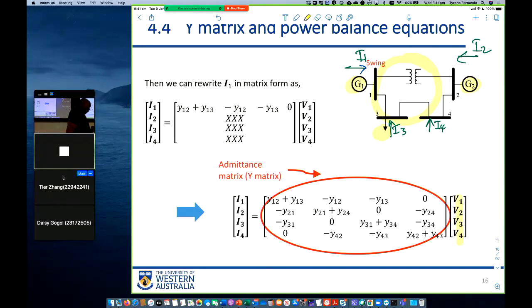Now, I also said that out of those parameters, two will be known and two unknown. And how are we going to determine those two? By writing two equations for each of the nodes. And what are the two equations that we're going to write? We're going to write the active power balance equation and the reactive power balance equation.